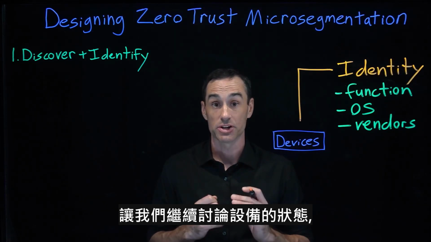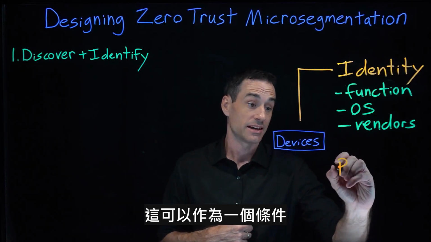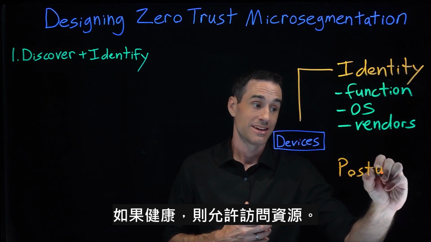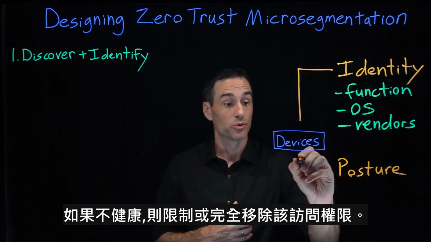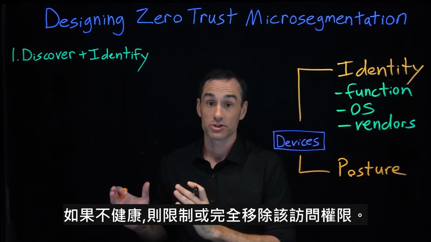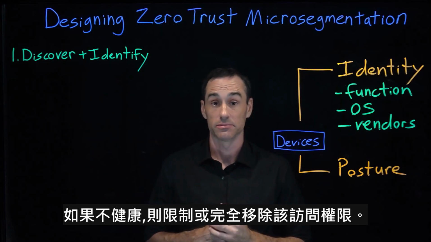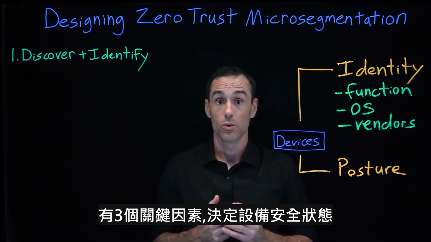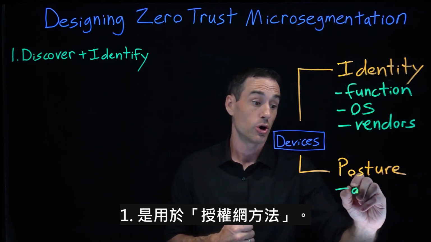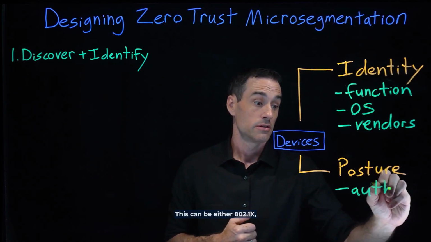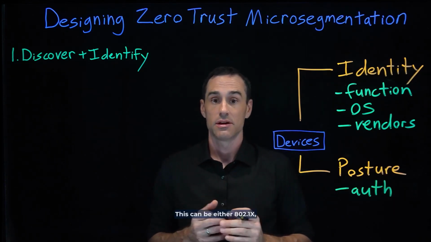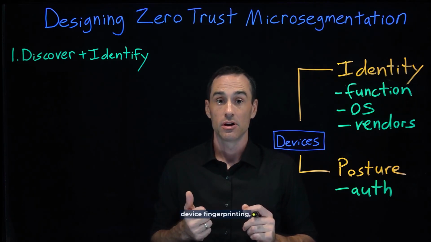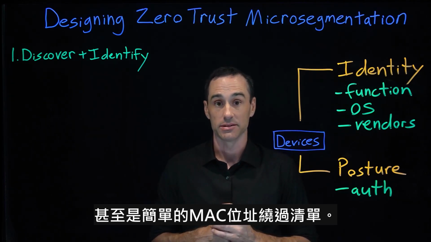Let's move on to the posture of a device. This can act as a condition for access to resources if healthy. If not, it can lead to a response which restricts or removes that access entirely. There are 3 key factors in deciding a device's security posture. 1 is the method it used to authorize to the network. This can be either 802.1x, device enrollment and management solutions, device fingerprinting, or even a simple MAC address bypass list.